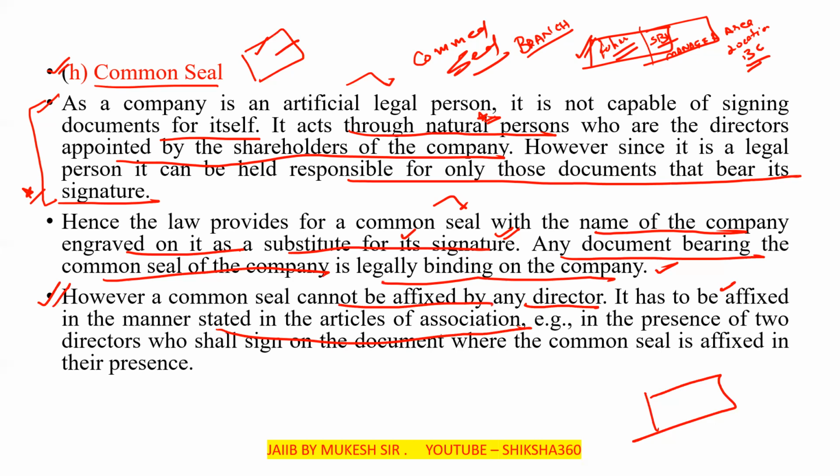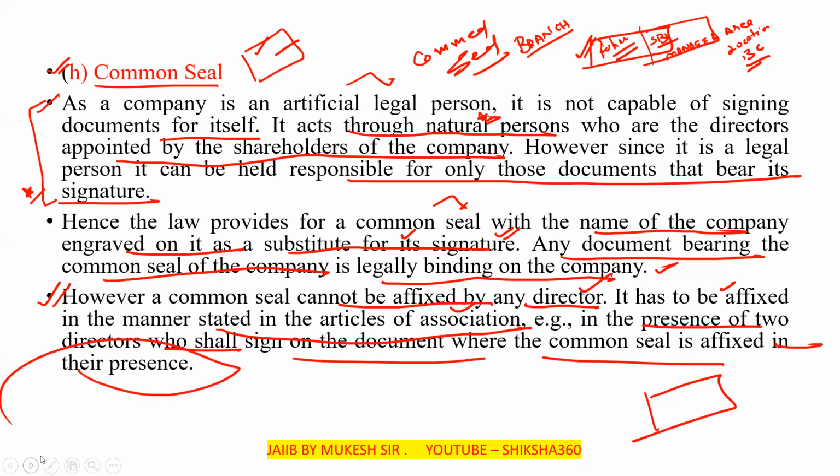However, the common seal cannot be affixed by any director. It has to be affixed in the manner stated in the articles of association, that is, in the presence of 2 directors who shall sign on the document where the common seal is affixed in their presence. So this is the meaning of the common seal.